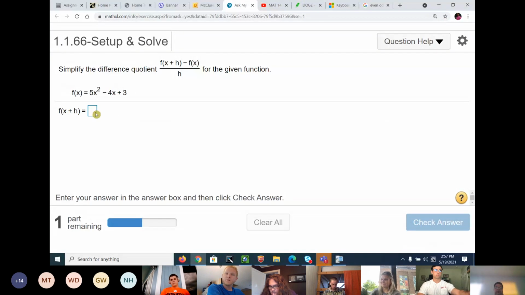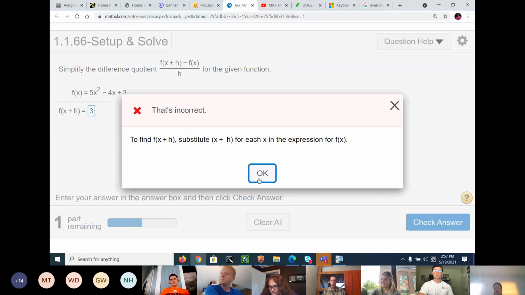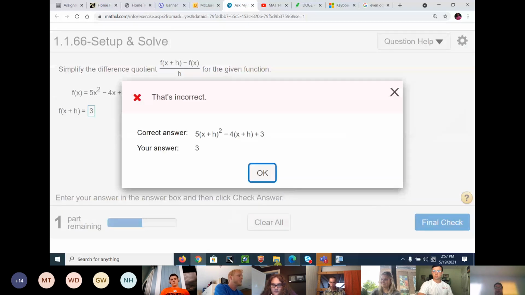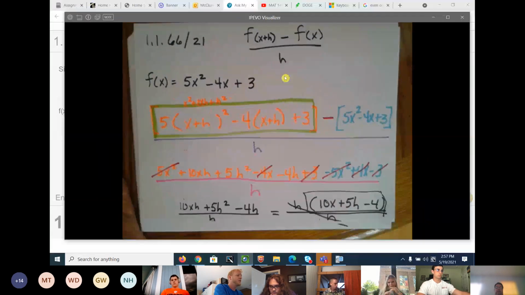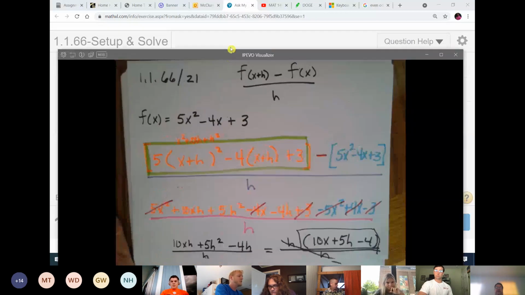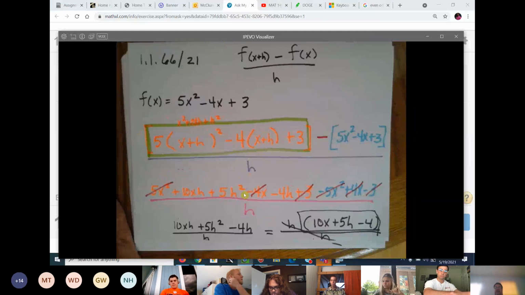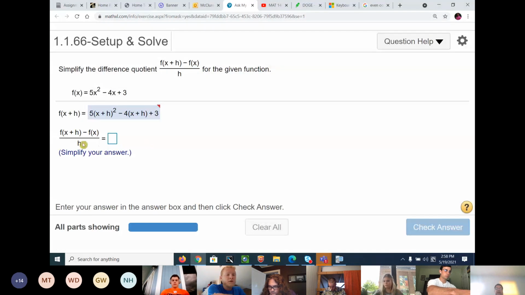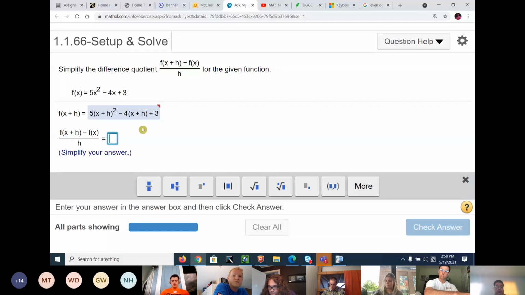It doesn't say set up right here. I'm just going to type in 3 because I'm not going to type all that stuff in. And you should get this green highlight right here. See? 5 x plus h quantity squared minus 4 x plus h plus 3. That right there says, okay, you're doing good. You got the first part, and then it says do the rest of it. And that's the next thing it's going to say right there. So I'm going to type that in for you. 10x plus 5h minus 4. And you should feel good about yourself.